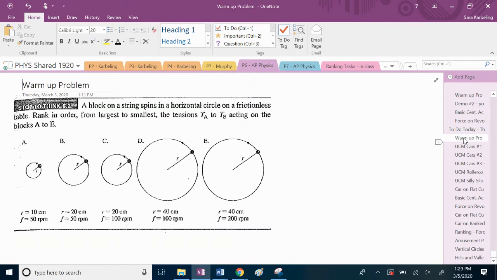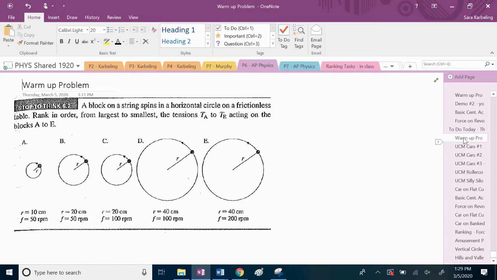A block on a string spins in a horizontal circle. So that means that we're not going this way, that would be vertical, right? Like when I did the cup with the water, that was a vertical circle. Horizontal means like this, on a frictionless table. So this is kind of like the yo-yo on the floor. That's what we're talking about here.